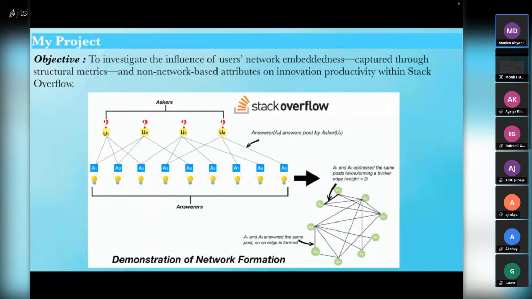So now let's see how I formed the network. This is the collaboration network. Nodes are the users in the Stack Overflow platform, and if two users are co-answering, or answering the same post, then I formed an edge between them. So this is how the network was created, and the weight corresponds to the number of times they co-answered a post. If weight equals 2, it means they co-answered 2 posts.